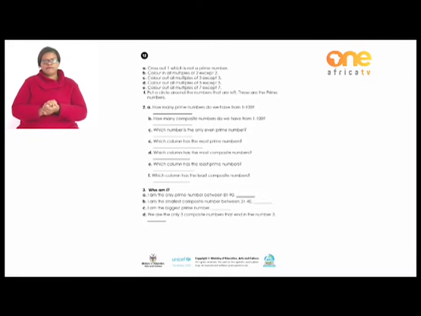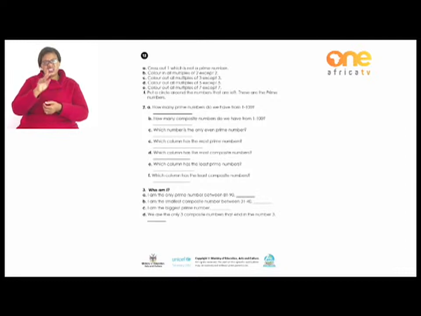And then 2C asks, which number is the only even prime number? If you have forgotten, remember the word even: it's like numbers that end with 2, 4, 6, 8, and 0. All right? So the question is, which number is the only prime number that is even? Okay?